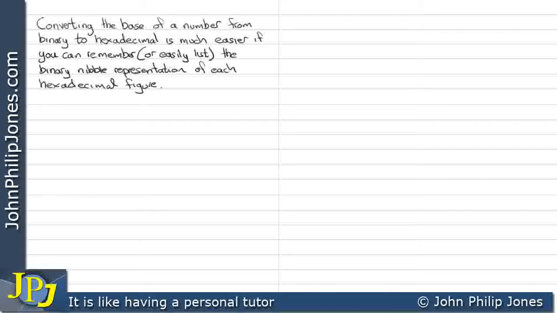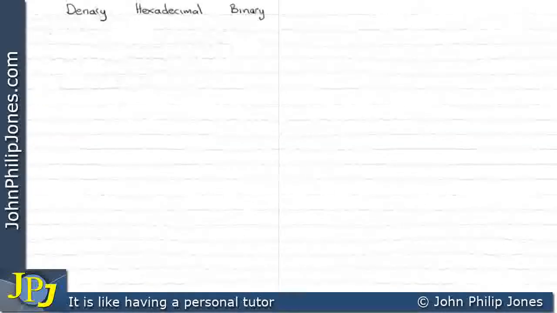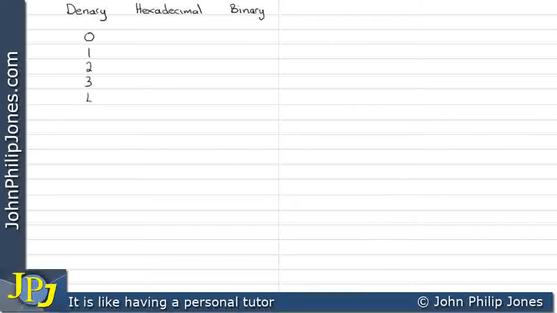Converting the base of a number from binary to hexadecimal is much easier if you can remember or easily list the binary nibble representation of each hexadecimal figure. In the denary column you can see I'm just listing all of the numbers starting at 0 and going all the way up to the number 15. You can also see in the hexadecimal column I'm counting up from 0 all the way up to 9.